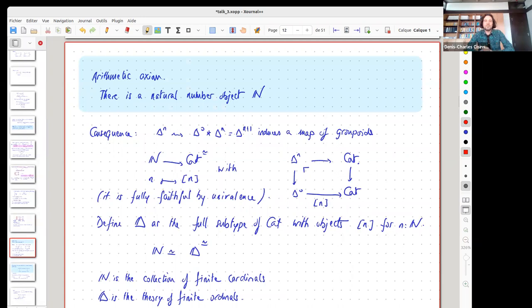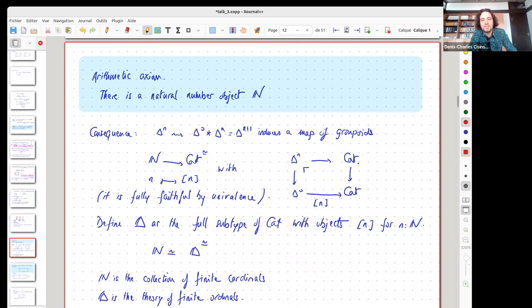Okay, then I go on with another axiom. The axioms are highlighted in blue. We'll ask that there is a natural number object. Here I really mean these axioms in the setting of ordinary dependent type theory, so it is really within groupoids. I just say that with a universal property, we're saying that we can do Peano arithmetic or something like that.